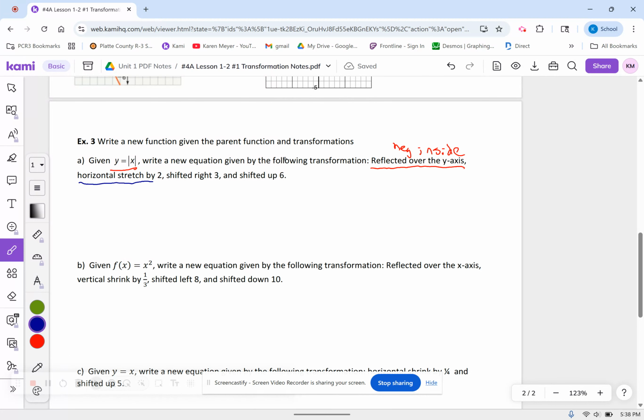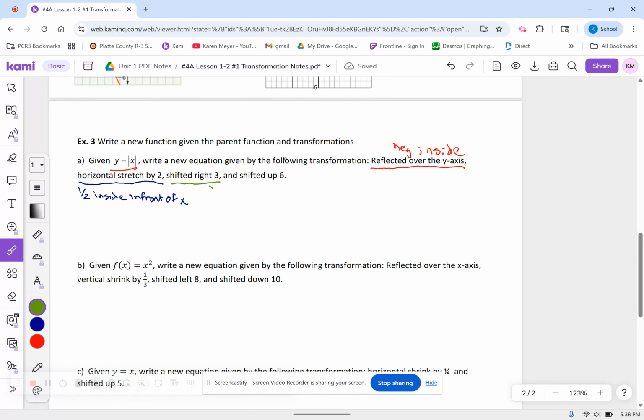Okay, horizontal, stretch by 2. Anything horizontal goes on the inside, and horizontal stuff is backwards, so you can't use the number 2. You would have to flip that, and so you would use 1/2, and you're going to put it inside in front of x. So it goes inside in front of x.